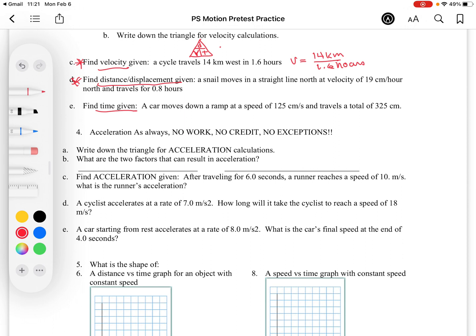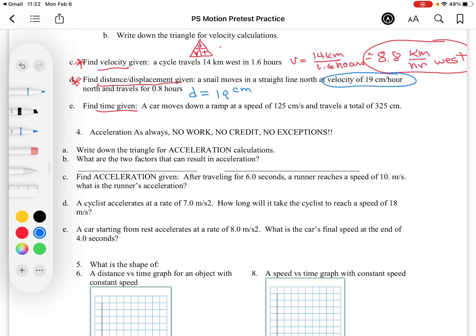Find the velocity. We are told we are traveling 14 kilometers west in 1.6 hours. That'll be 14 divided by 1.6, which is 8.75. I'll round that to 8.8 kilometers per hour west. And if you don't pick the west, since this is velocity, you're wrong. So make sure to pick that. For our second equation, distance equals speed, here's velocity, 19 centimeters per hour.